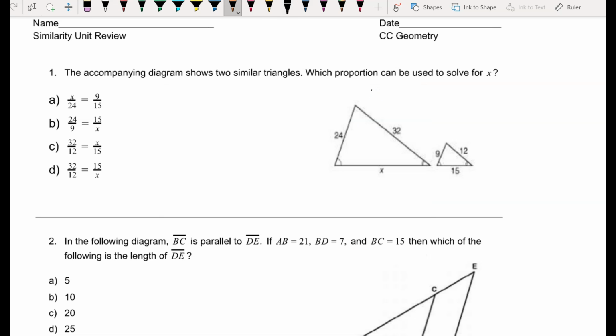Alright, in this video I'm going to go through the first review packet for the similarities unit, starting with number 1. The accompanying diagram shows two similar triangles. Which proportion can be used to solve for x?